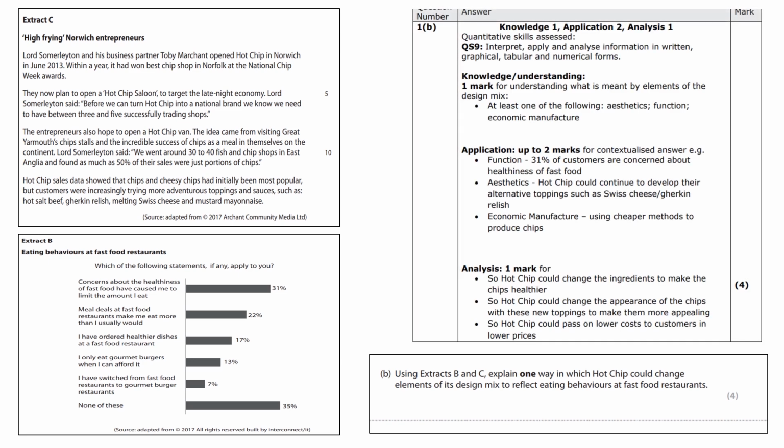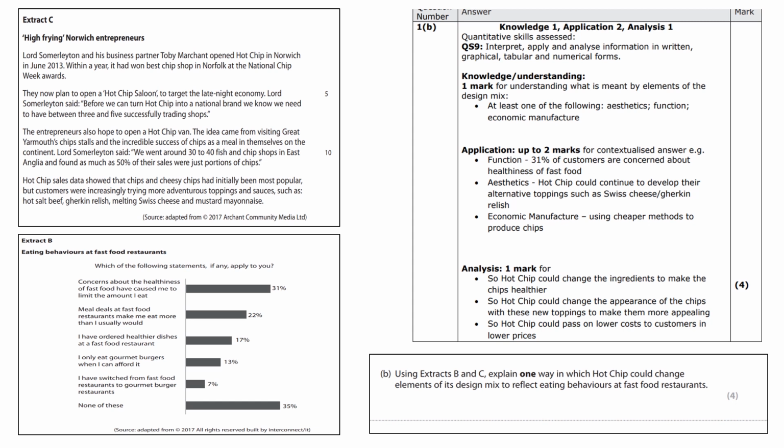For knowledge and understanding, you need to show an understanding of what is meant by elements of the design mix. At least one of the following: aesthetics, function, economic manufacture. Economic manufacture, also known as cost. So that's how you'd get your 1 mark.